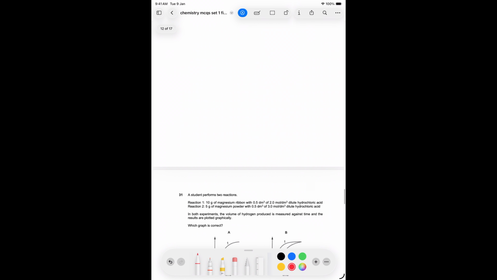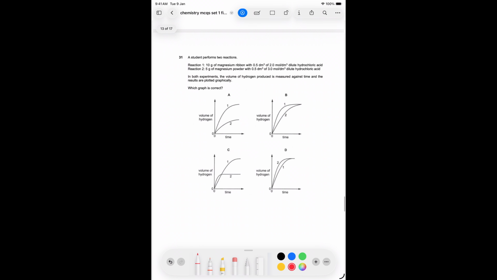Next one. 31. This one should be under rate of reaction. The first reaction, 10 grams of magnesium, take note it's 10 grams, reacts with 0.5 dm cube of 2 mole per dm cube of HCl. The other one is also magnesium, but the first one is ribbon and this is powder, using 5 grams. It's 0.5 dm cube and 3 mole per dm cube of HCl.